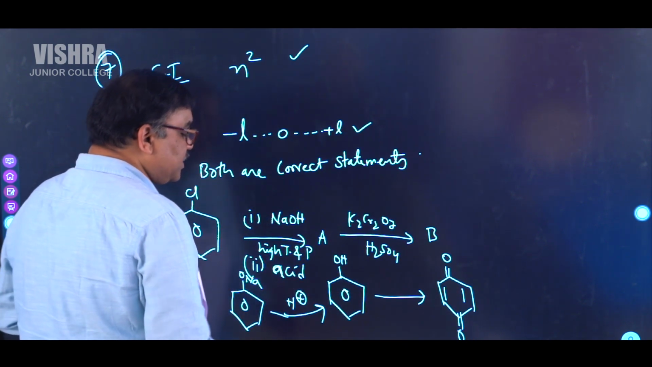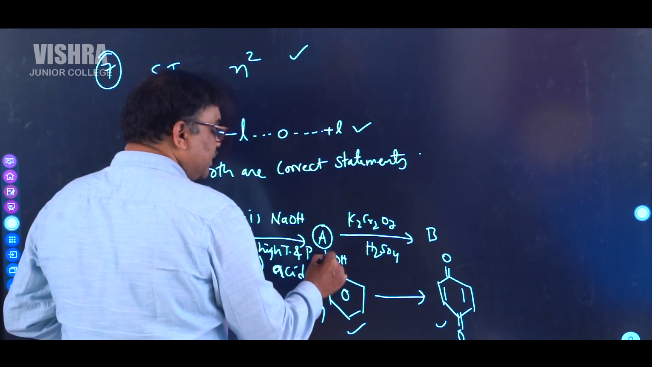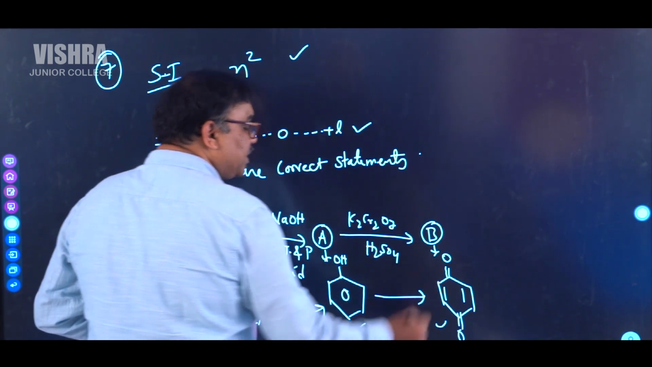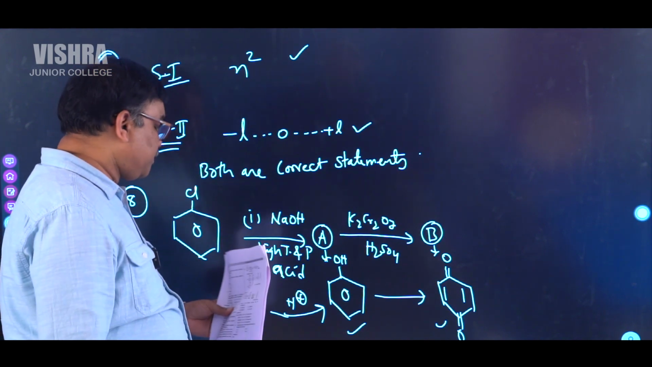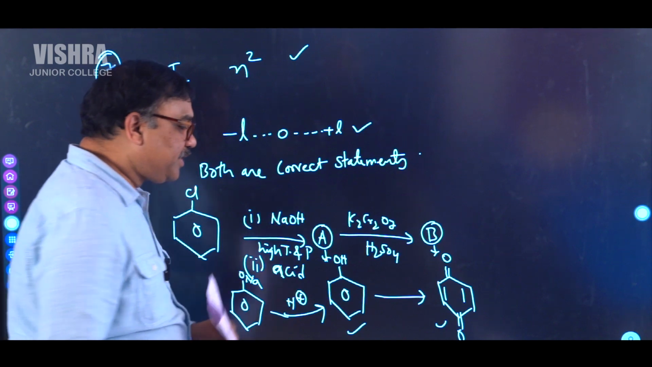So the options are phenol and quinone. These two will be A and B: A is this one, B is this one. Like that, Dow's process can be explained like this. Then let's move to the 9th question.